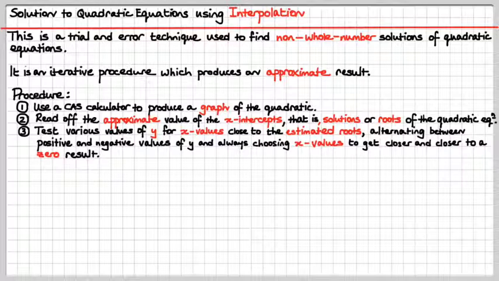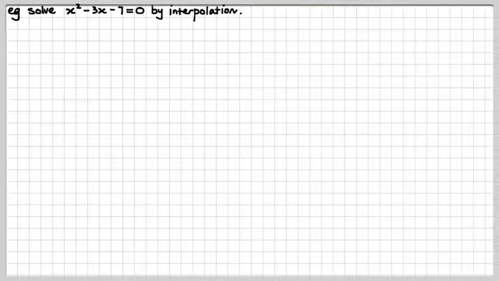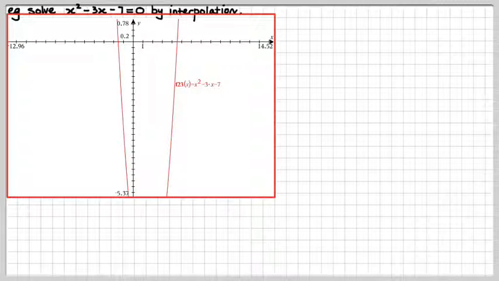Now, that might have sounded very, very confusing. However, I will show you what to do. Okay, it's pretty easy if you just keep your head and be systematic about it. So here's an equation for us. We're solving x squared minus 3x minus 7 equals 0 by interpolation.